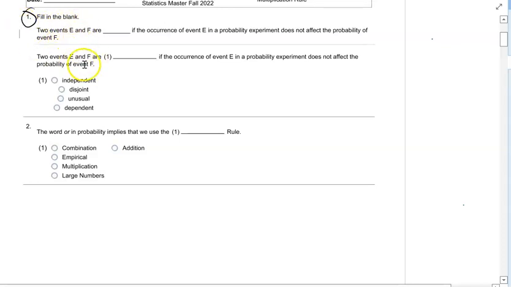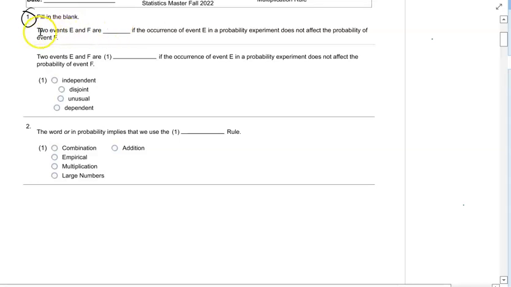Fill in the blank. There's a definition, and you have to select one word from the list of given words: independent, disjoint, unusual, and dependent. You have to pick one of those to fill in the blank.